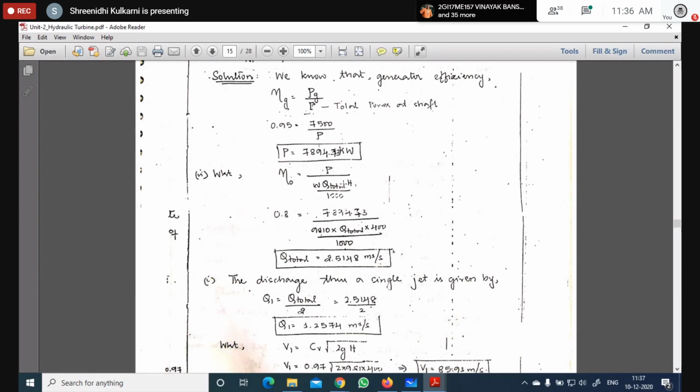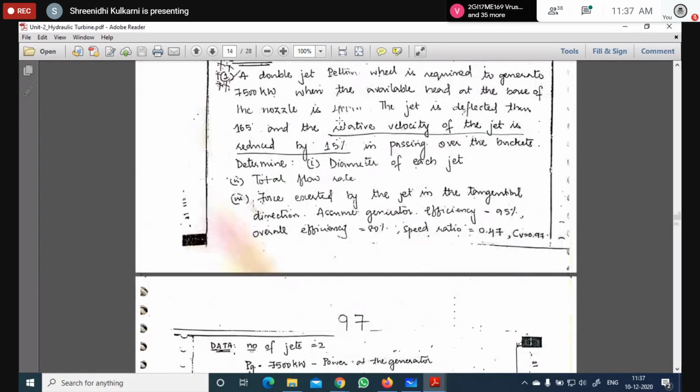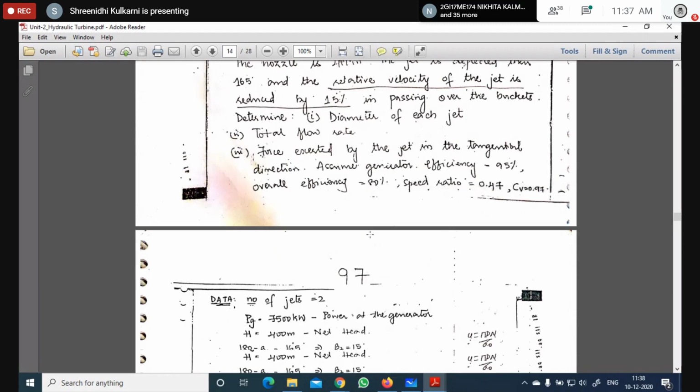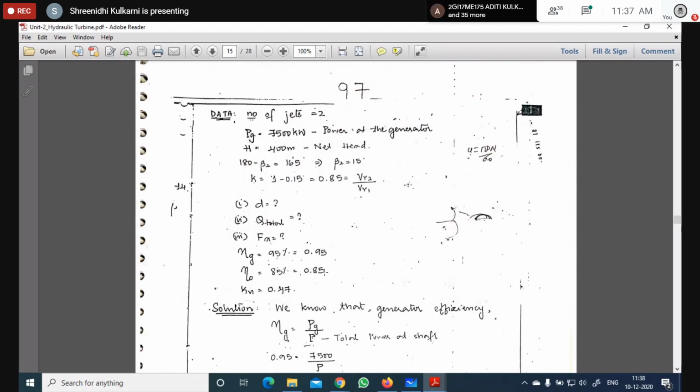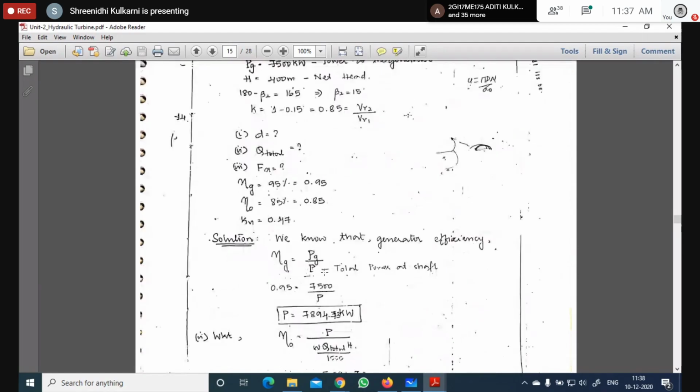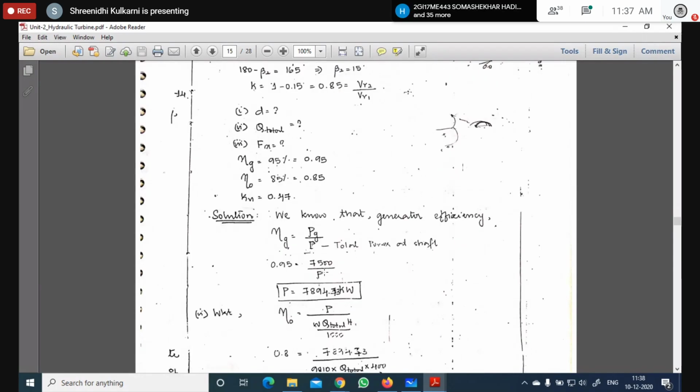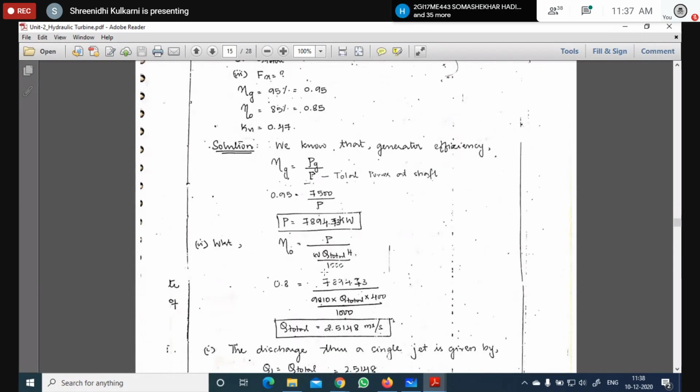Sir, overall efficiency 85%, no, sir? No, it is 80%, because in the statement it is 80%. See, overall efficiency is 80%. In the data, by mistake I wrote 85. If you are calculating for 0.85, no problem, you can calculate, but your total discharge will vary, that's it.